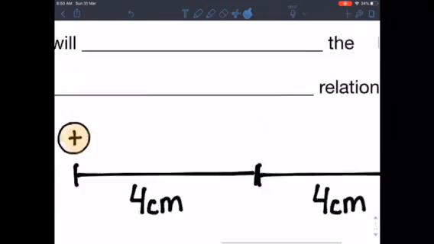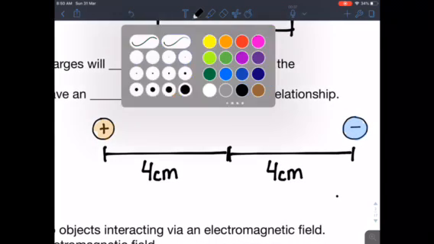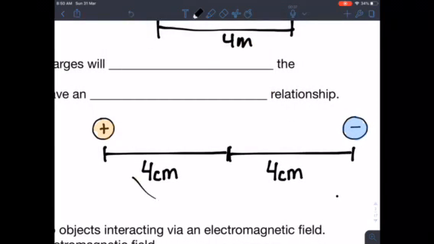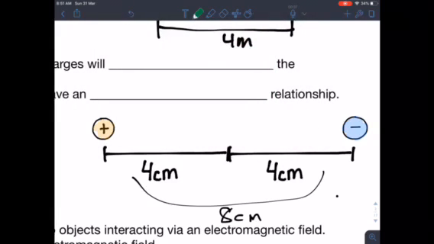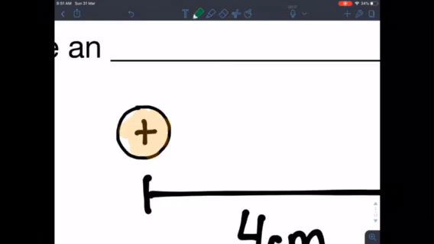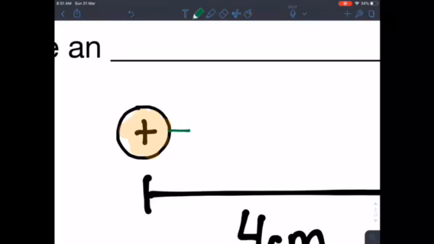Again, if we go over here and we double the distance, so we now have 4 centimeters and 4 centimeters for a total of obviously 8 centimeters. Same proton, same electron. We're now going to have much smaller forces because they're farther apart. They're not going to attract each other as strongly. I'm going to make these forces really small just to drive the point home.